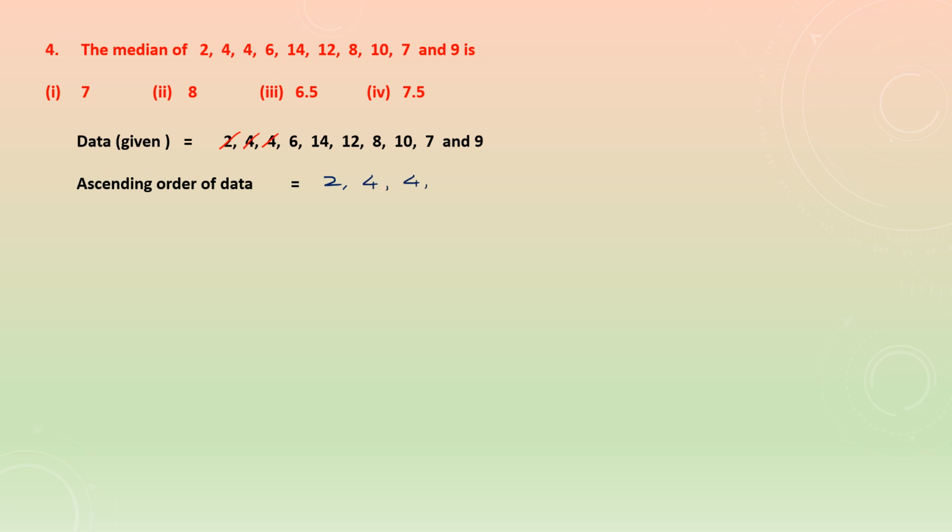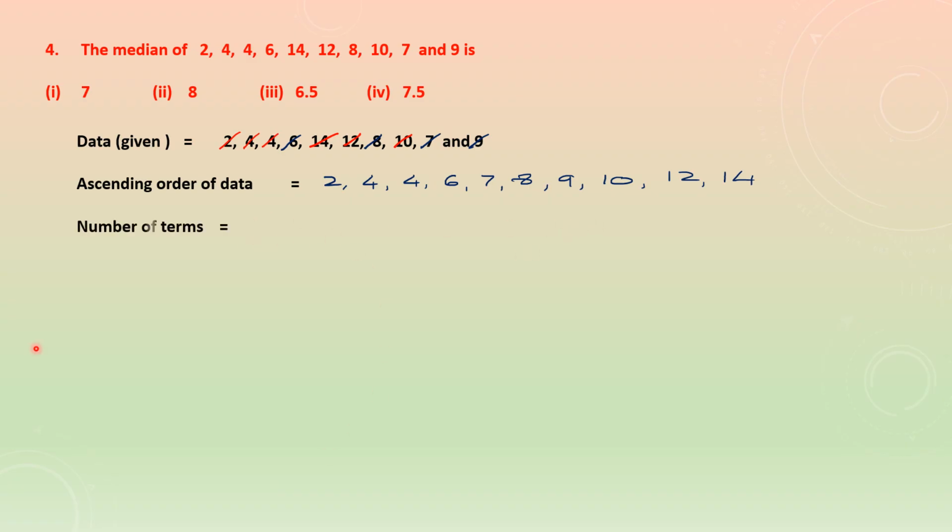Then we have 6, 7, 8, 9. Okay, let's write that. So we have 6, 7, 8, 9. And then we have 10, 12 and 14. So we have all the numbers. So we have arranged our data in ascending order.